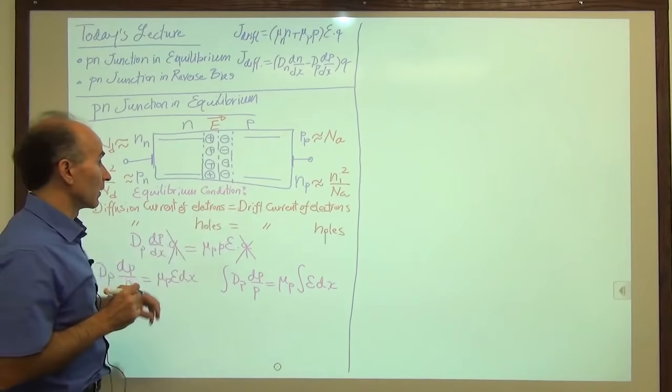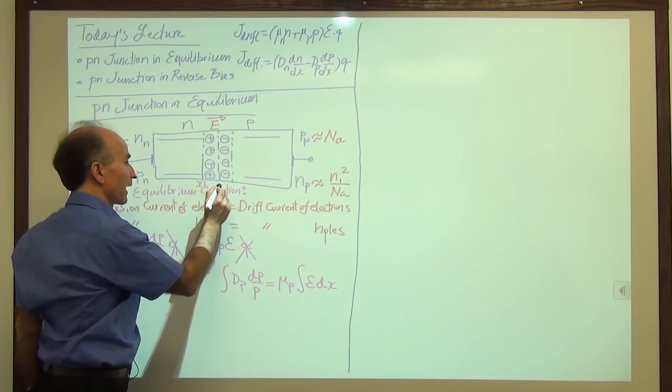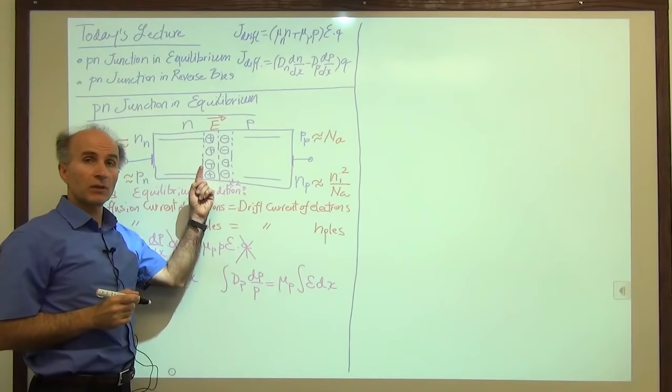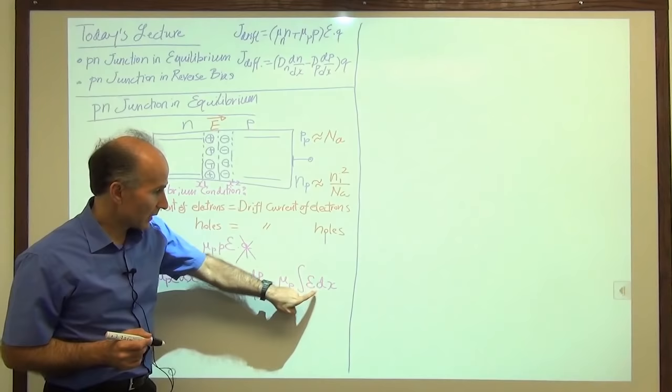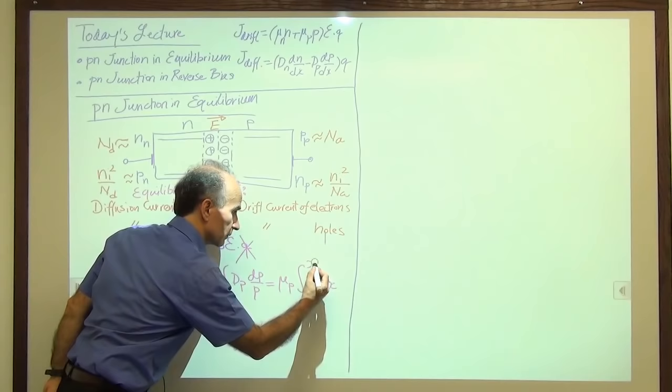So, this is the x dimension. I will call this x1, and this one x2. x1 is this edge of the depletion region inside the n-type material, and x2 is this edge of the depletion region inside the p-type material. So, because this integration is with respect to x, I am integrating from x1 to x2. So far, so good.